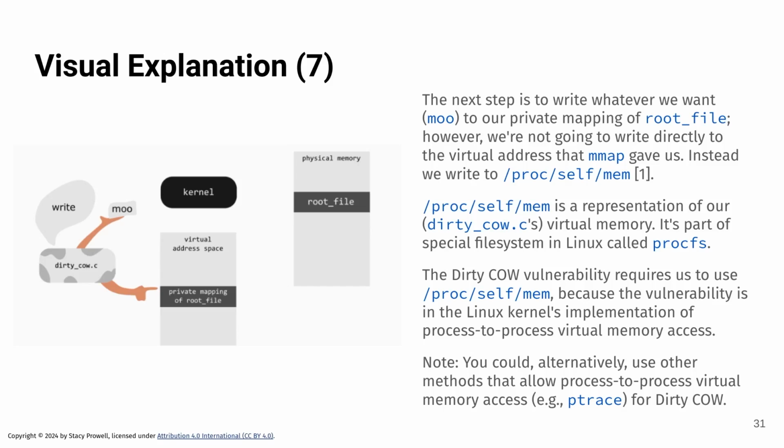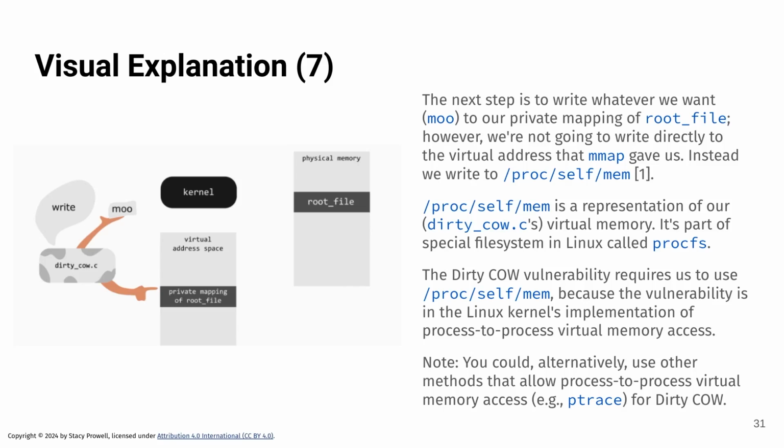So proc self mem contains a representation of dirtycow.c's virtual memory. Now, what we're going to do is, instead of writing directly into our memory, we're going to write indirectly through proc self mem, because that gets the kernel involved, and the kernel has to use its process-to-process systems in order to do the write for us, to mediate that write for us.